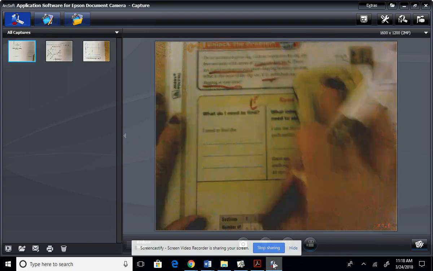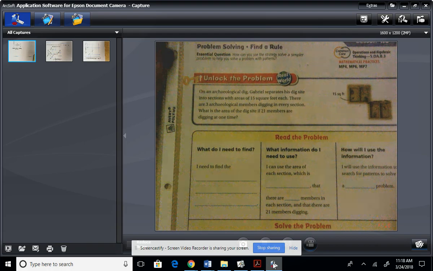Okay, guys, we are going to do problem solving. Find the rule. Essential question: how can you use the strategy solve a simpler problem to help solve a problem with a pattern?